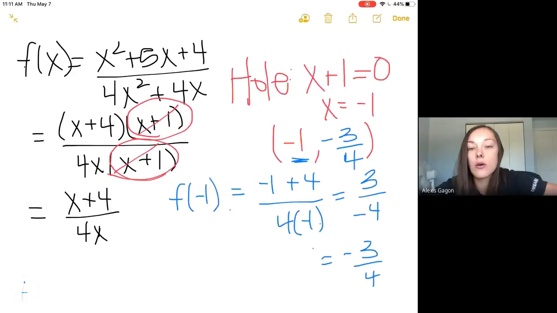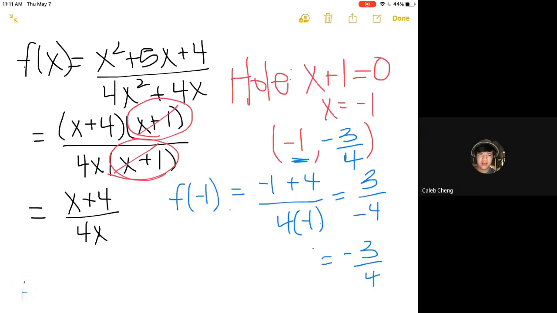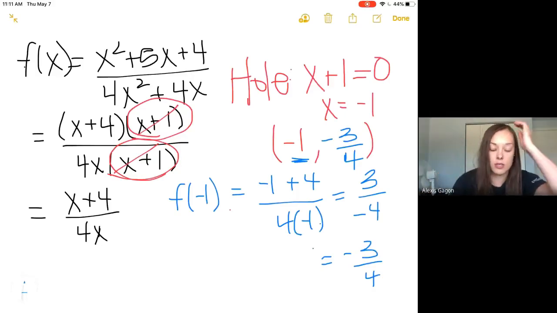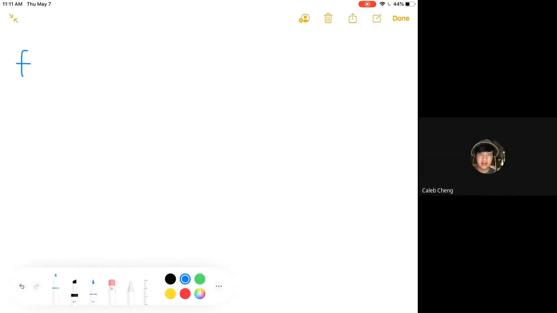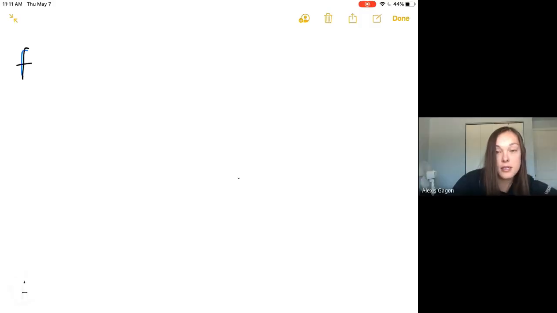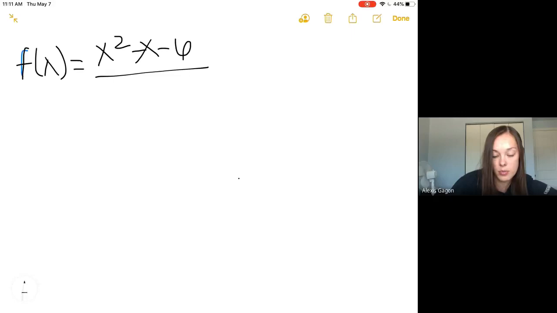Let's do, no, let's just do this one. So, we have f of x. Oops, I want to do that in black. f of x equals x squared minus x minus 6 over negative x squared plus 7x minus 12.